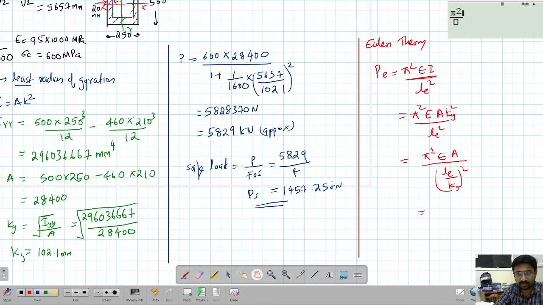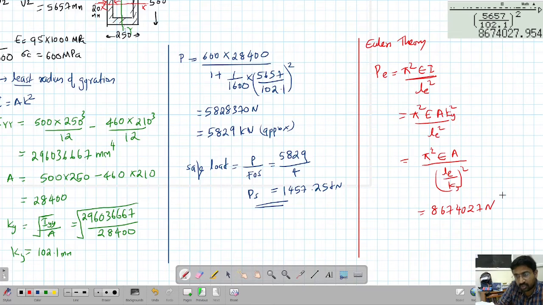So pi square E, what is the value of E? 95 times 1000 times, what is the area? 28400. Area is also visible here, divided by Le, the effective length, which is 5657, divided by ky. What is ky? 102. Okay, we have to square this. So this gives me the Euler's load, that is 8674027 Newton, which is nothing but 8674 kilonewton.